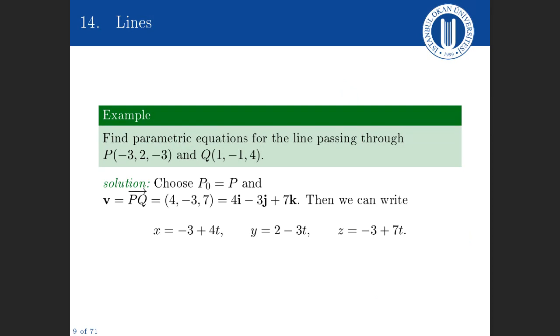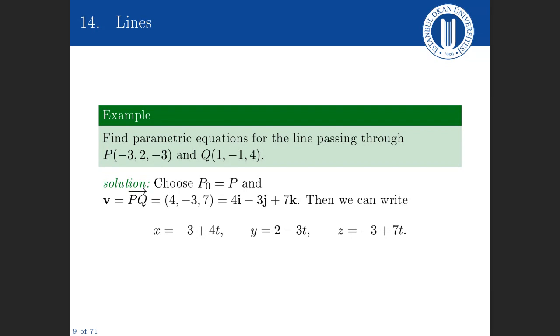Find parametric equations for the line passing through the point P and the point Q. Now, this time we have 2 points, but we don't have a vector. But we can get a vector just by doing the vector from P to Q. We need a point and a vector, but we have 2 points. Which one do we use? It doesn't matter. We could choose to use P or we could choose to use Q. I'm going to choose to use P in this answer. So choose P0 as P and choose V to be the vector from P to Q.